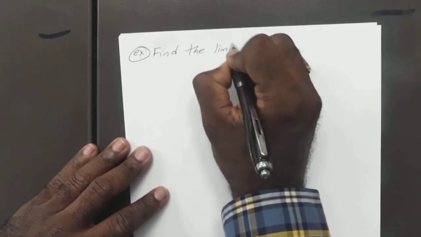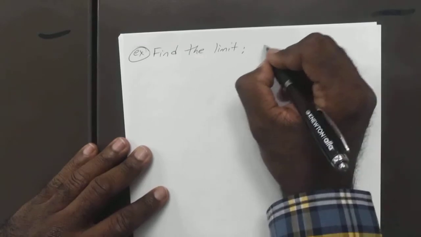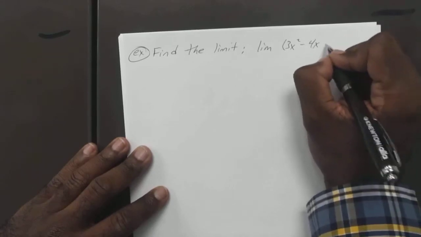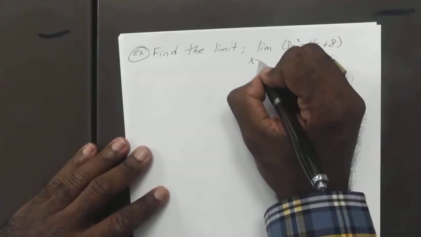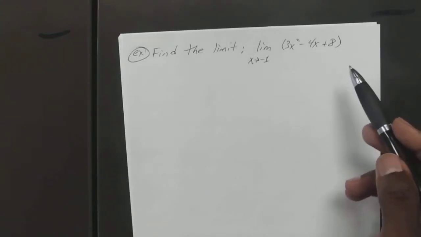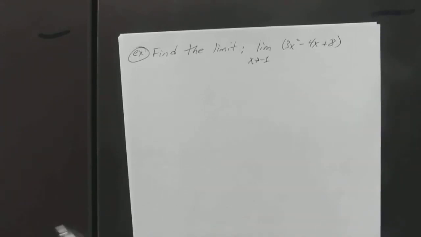Okay, so we're going to do a few examples of direct substitution. Let's say we want to find the limit of 3x squared minus 4x plus 8 as x approaches negative 1. We know here that if you plug in negative 1, it won't make it undefined. So that's how you know you can just plug it in. Now, if this was over x plus 1, you couldn't plug it in. But because plugging in a negative 1 won't hurt anything, just plug it in and you can go to the next one.